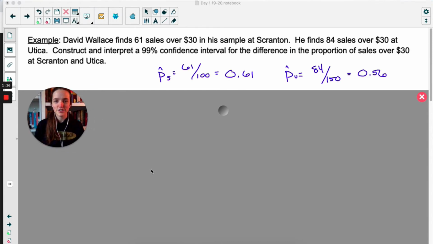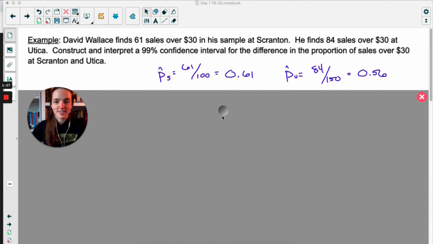So here's where David Wallace is actually taking his samples. He found 61 out of 100 sales that were over $30 at Scranton, and he found 84 sales that were over $30 at Utica. We're supposed to construct and interpret a 99% confidence interval for the difference in the proportion of sales over $30 at Scranton and Utica. Okay, we're going to start with p hat 1 and p hat 2, which I'm going to start calling p hat s for Scranton and p hat u for Utica.